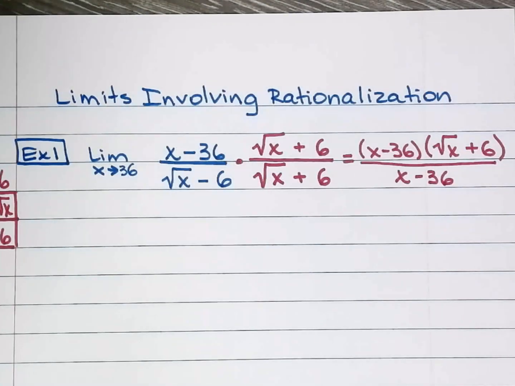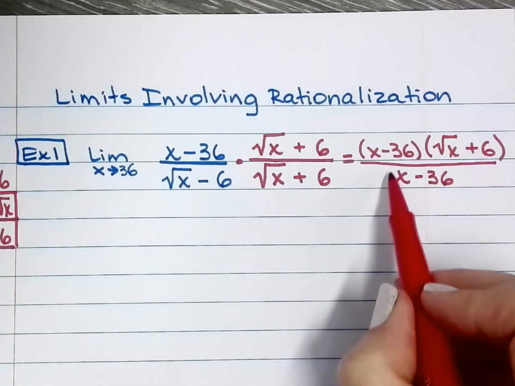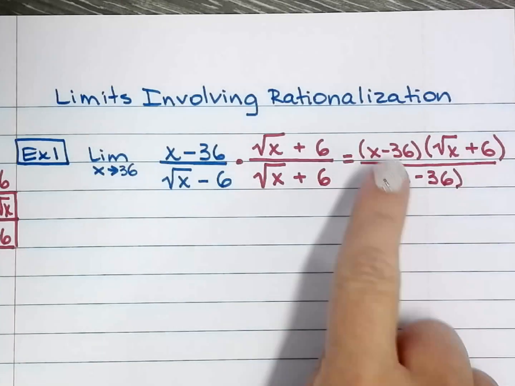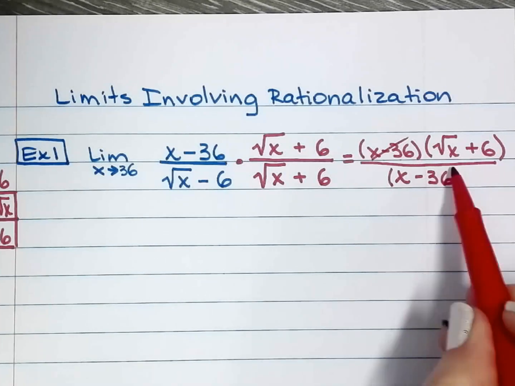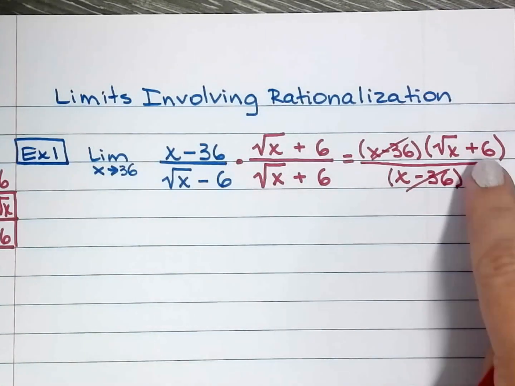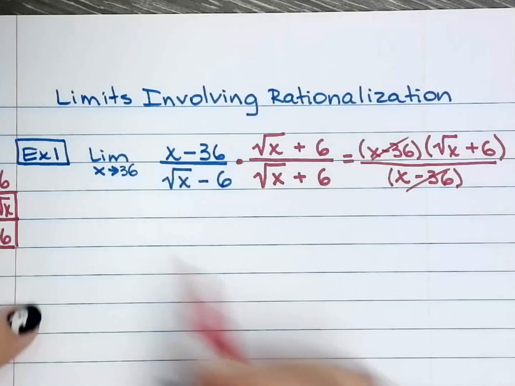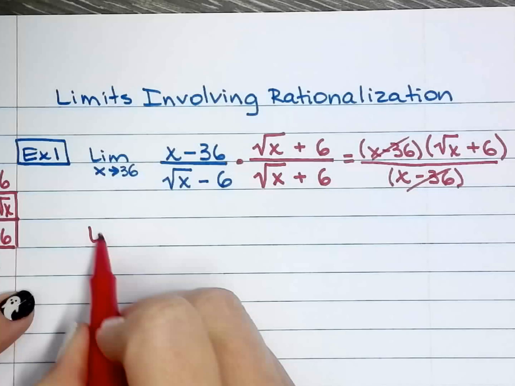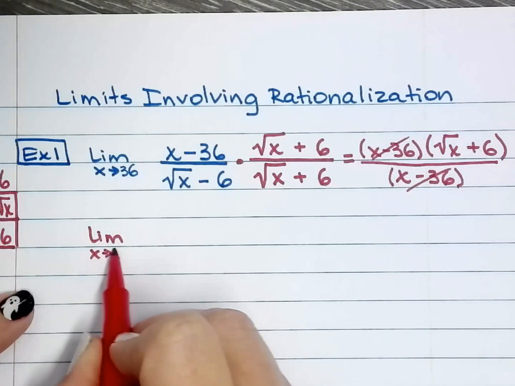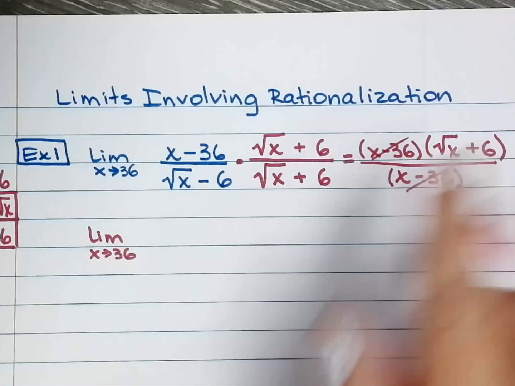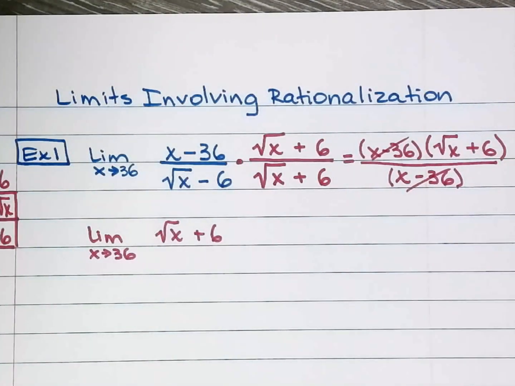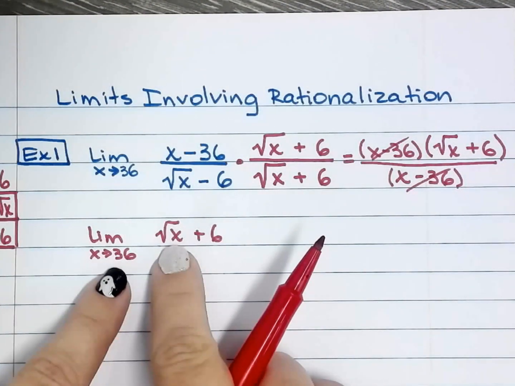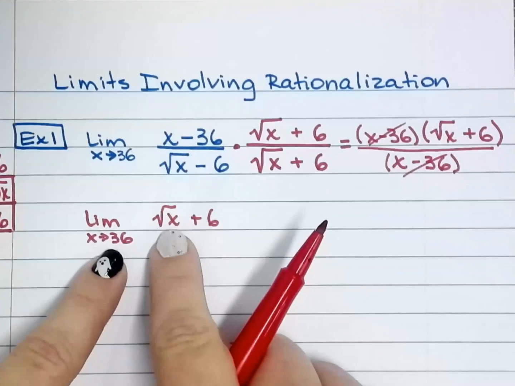All right. So now what we're trying to do here, I can simplify these because they're the same. So x minus 36 divided by x minus 36, I get 1. This is my simplest form of this whole thing. So in reality, we're really trying to find the limit as x approaches 36 of square root of x plus 6. At this point, I can do direct substitution because I will not end up trying to divide by 0 here.